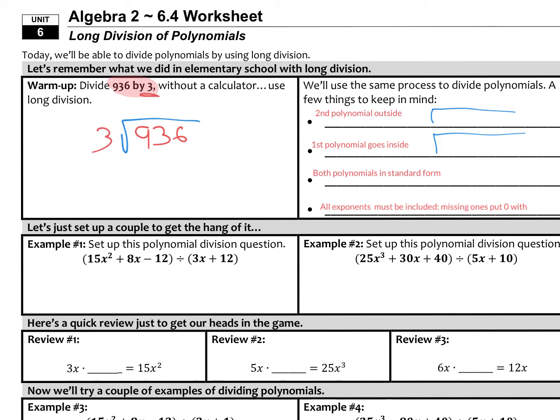When we divide, remember we're trying to figure out what you can multiply 3 by to get these terms here. So 3 times what gives me 9? And that's 3. So we multiply 3 times 3, and remember we subtract. Since it's 0, I'm not going to write it, but I'm going to bring down these terms. So now I have to figure out what I multiply 3 by to get 3.